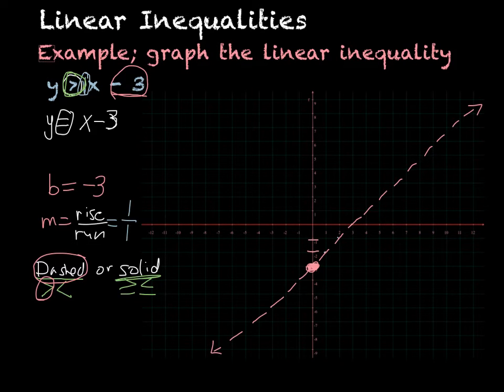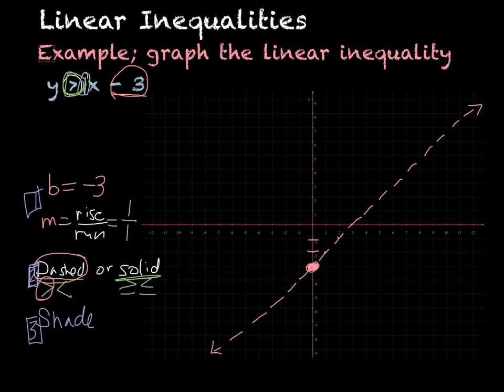So that's the first part. And now I have to decide where to shade. So this is my first step, is to graph the line. The second step is to figure out dashed or solid. And the third step is to figure out your shading. To figure out your shading, you need to pick a point. Usually I pick 0, 0, which is not on the line. So pick a point not on the line.